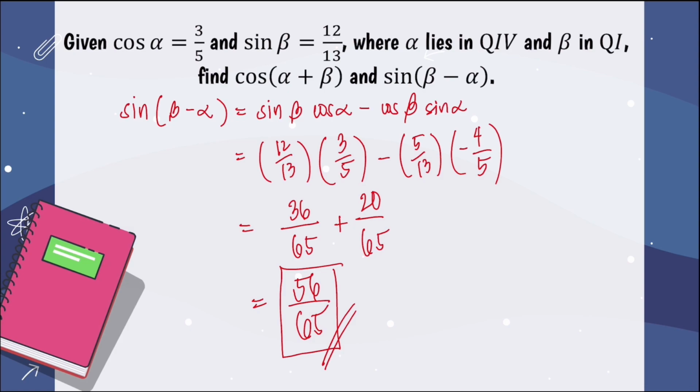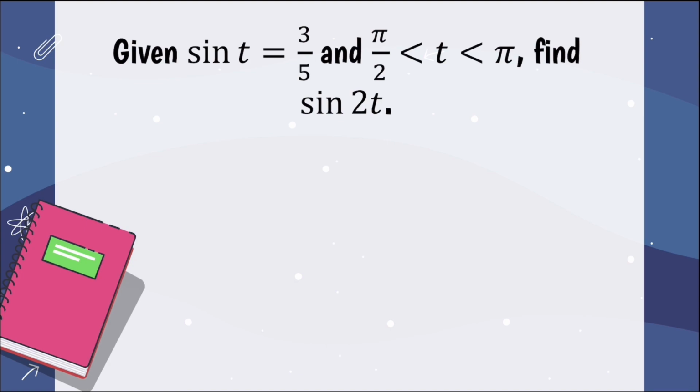So you have to identify first the missing functions, and then you have to take note where the angle is, what quadrant, and then substitute, simplify. Next, let's have this. Given sine of t is equal to 3 over 5, and t, which is our angle, is greater than pi over 2 but less than pi, find sine of 2t.